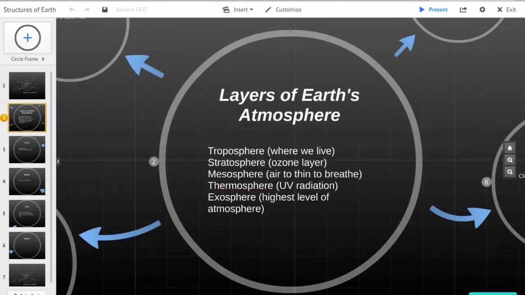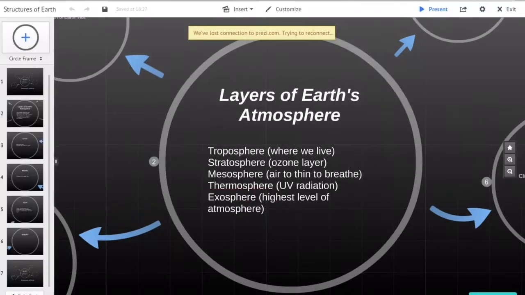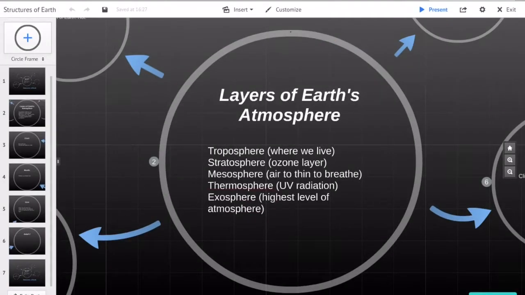The troposphere, that is the layer that we live in, and all weather happens in the troposphere. The second one, the stratosphere, this is where the ozone layer is found. In the stratosphere, it actually gets warmer the higher you go, less turbulence. Commercial jets fly in the lower levels of the stratosphere.